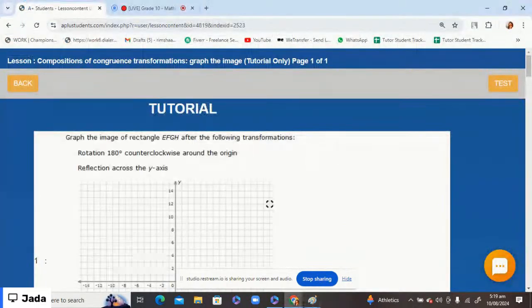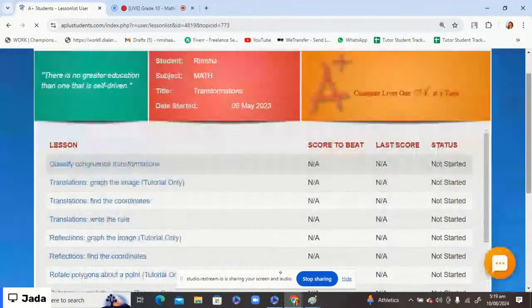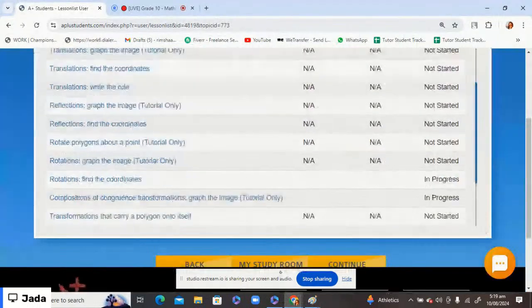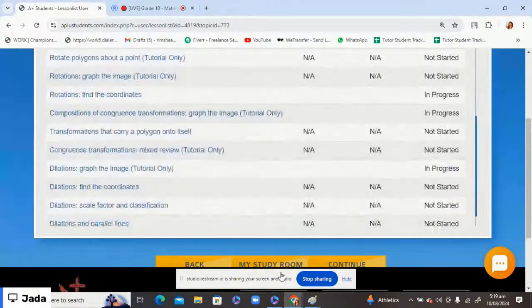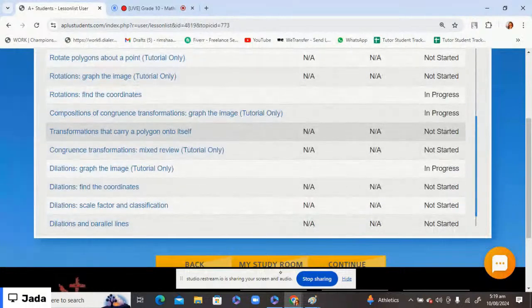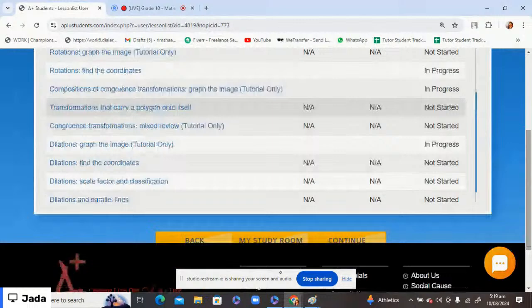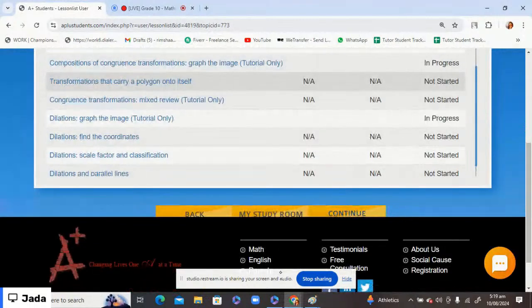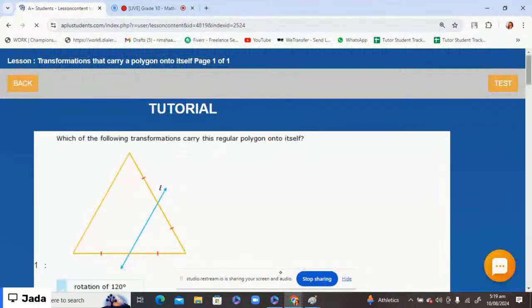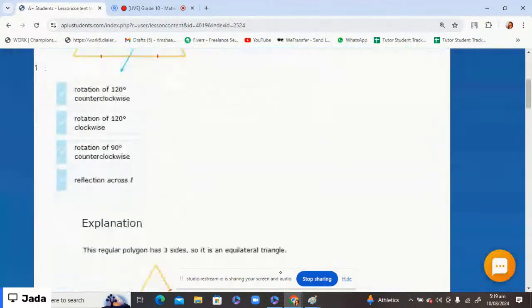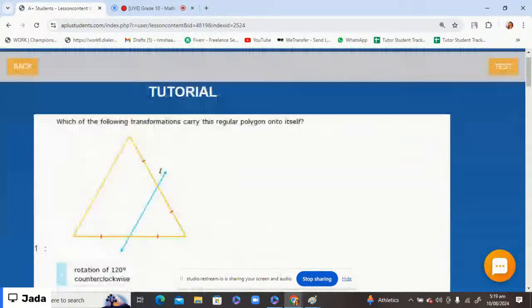Okay, now let's discuss another lesson: transformations that carry a polygon onto itself. Look at here. Which of the following transformations carry the regular polygon onto itself?